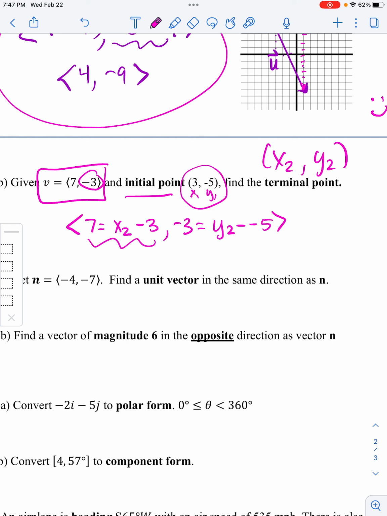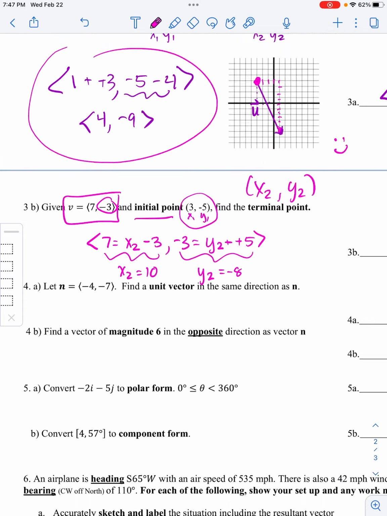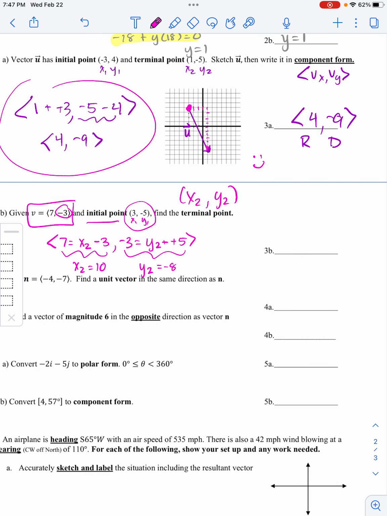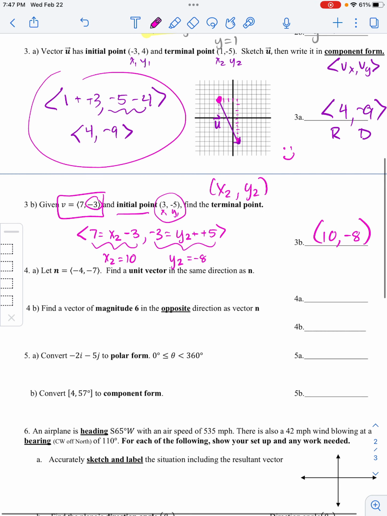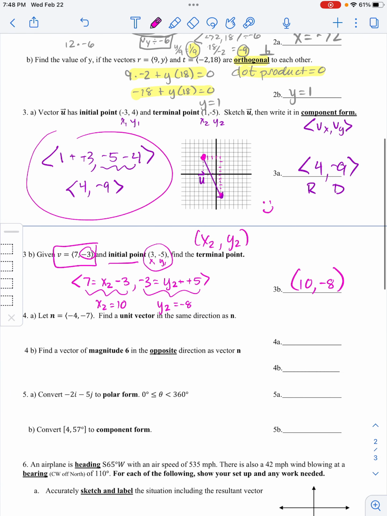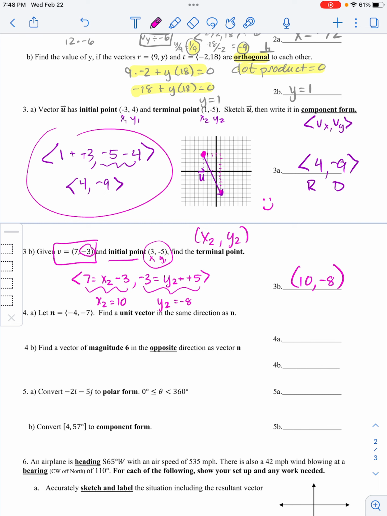So if you look at this equation, your x2 must have had a value of 10 in order for that statement to be true. And this will turn into addition. So the only way this statement is true is if the y2 value was a -8. So that other point, and it is a point, a terminal point, so I'm using parentheses. This is the second x and the second y. So I would have an x value of 10 and a y value of -8. So it's the exact same concept as the previous 3A, but it is kind of thinking backwards.